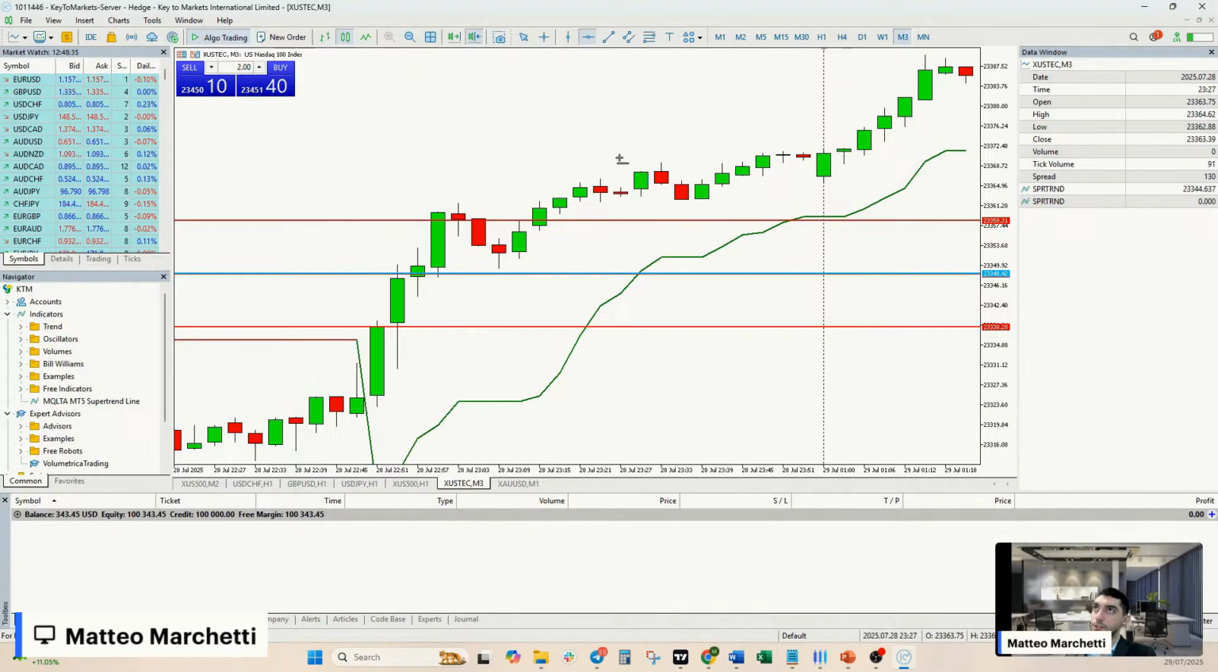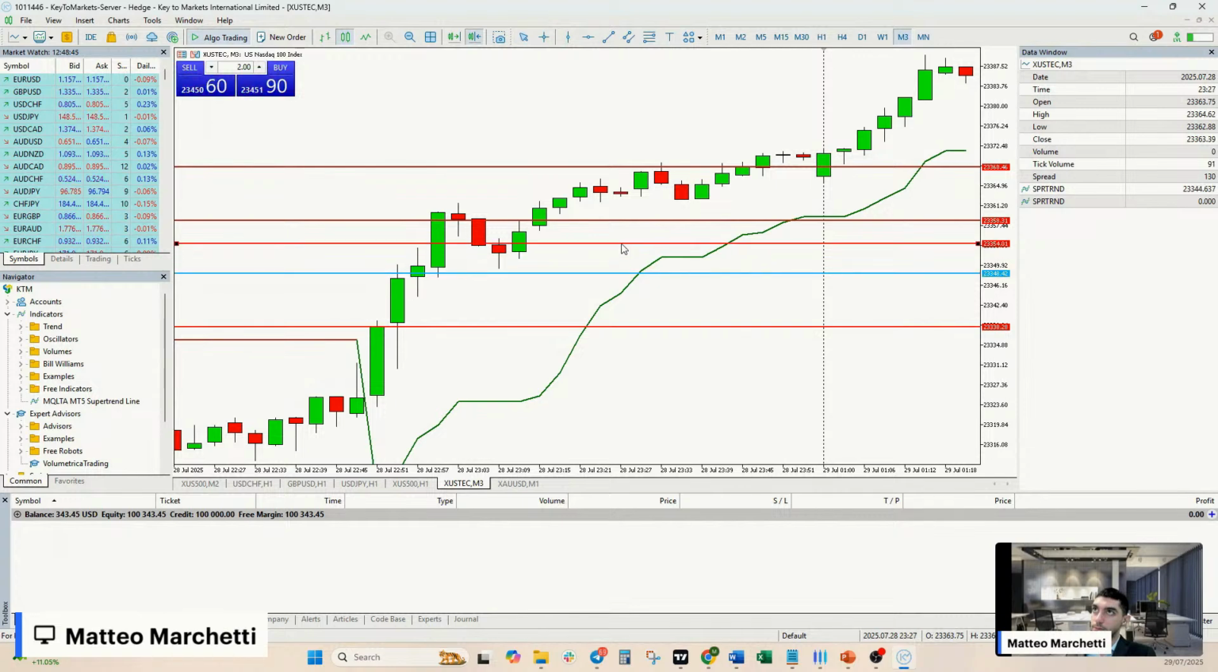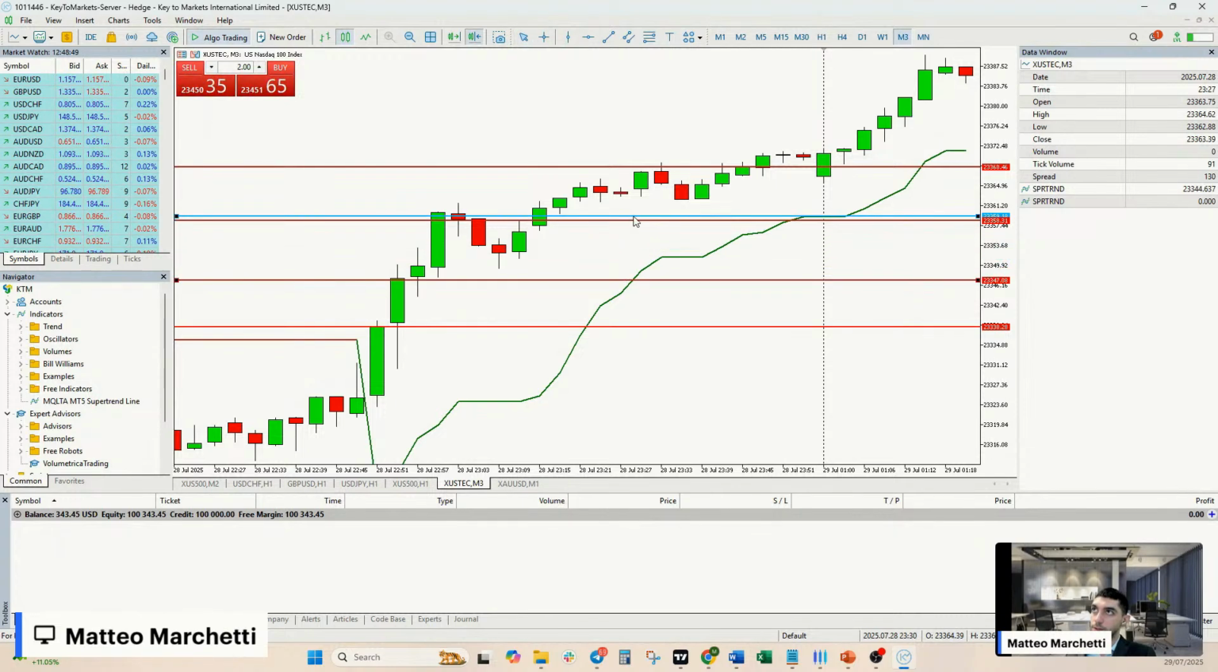Because it reached the 68, which is here. As soon as you reach another 10 points, I continue to move my stop loss above and above and above, and I continue until it is hit by the prices. So in this case, for example, we have with the first trade.